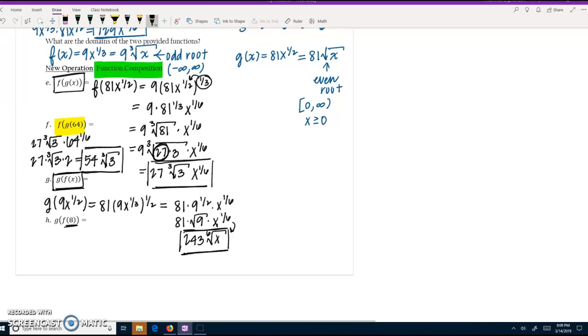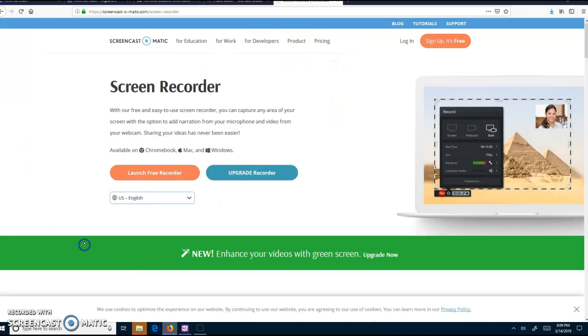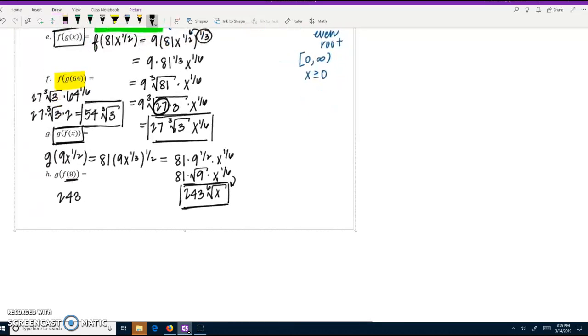Last one is just to plug 8 into that operation. So we'll have 243 times the 6th root of x, or x to the 1/6, is what we're working with, and we're going to plug 8 in there. So we'll have 243 times the 6th root of 8. And there's nothing else we can do to simplify beyond that point because 8 isn't going to be a perfect 6th root. So unless we were getting a decimal approximation, we'd be all done there.